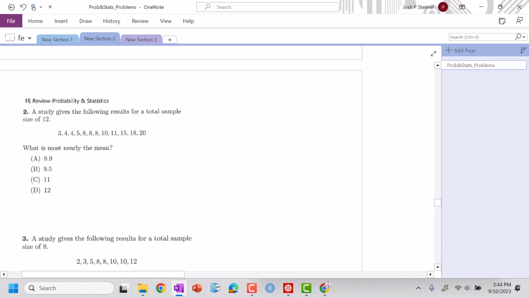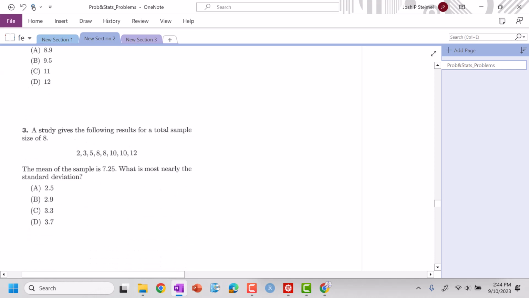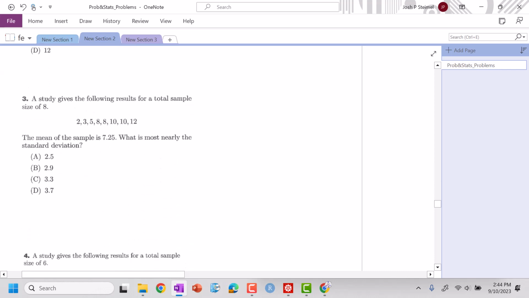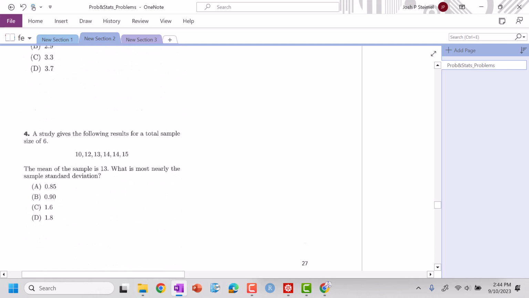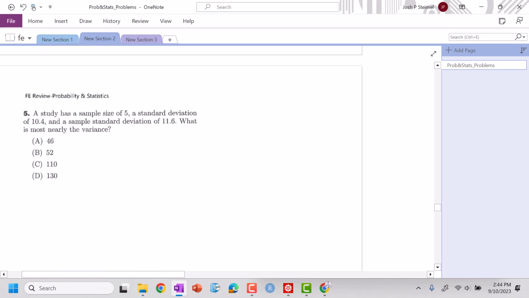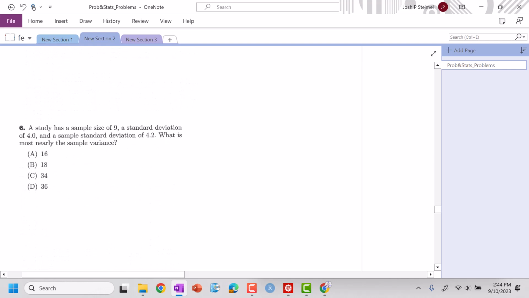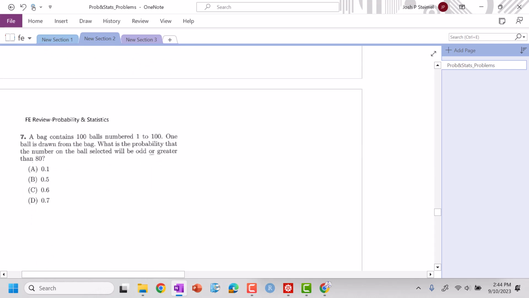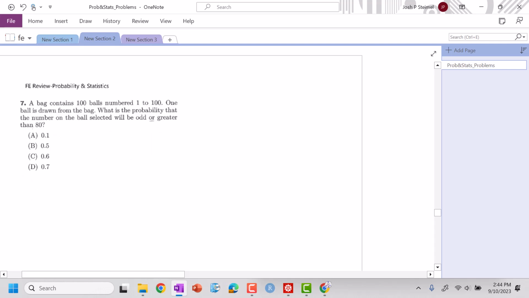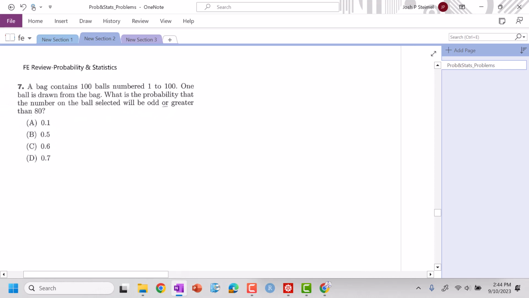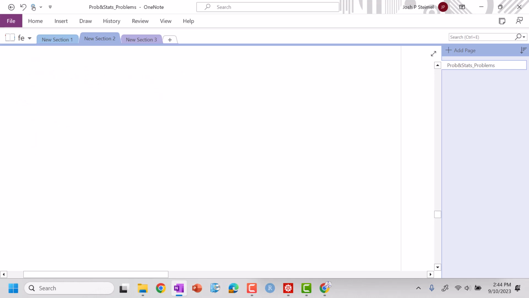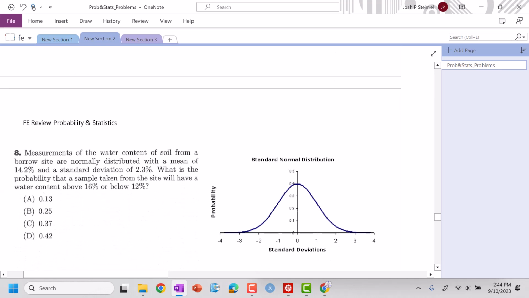Let's continue. These are just mean calculations, standard deviations, variance, sample size. We've all done these before. All right, how about this one? We've already done this one as well. That was a good problem.